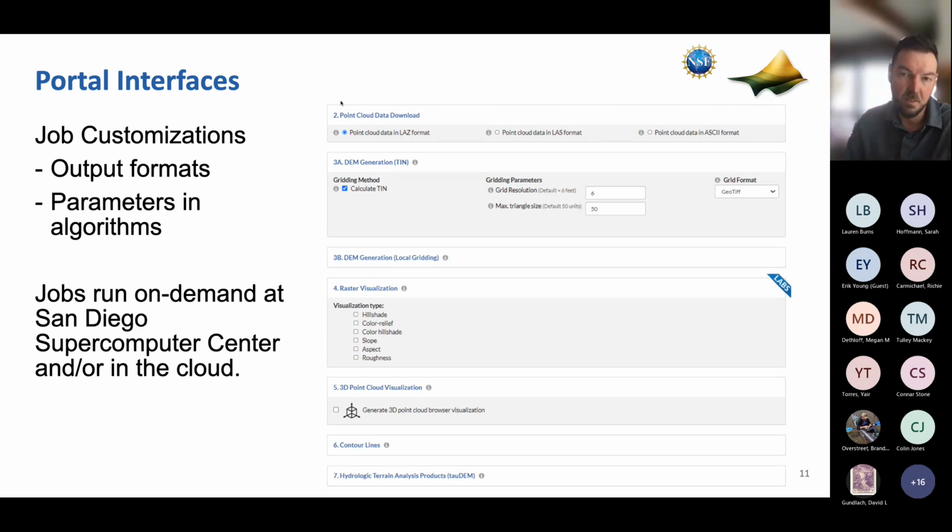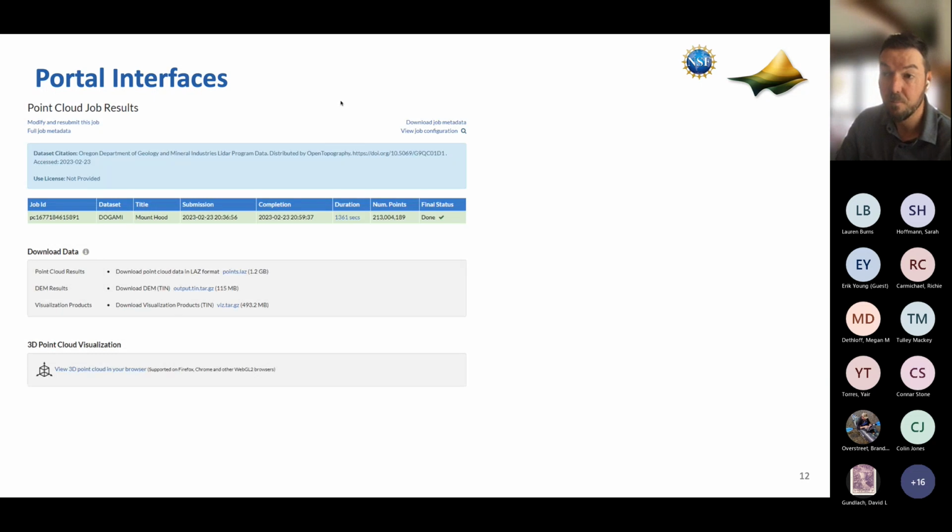There are lots of different processing tools inside of OpenTopography. I won't go through each one in detail, but essentially you're building a workflow in the browser. When you hit the submit button at the bottom of the page, we execute that workflow on compute resources at the San Diego Supercomputer Center or in the commercial cloud, produce those products, deliver them back to you, and give you a results page that looks something like this.